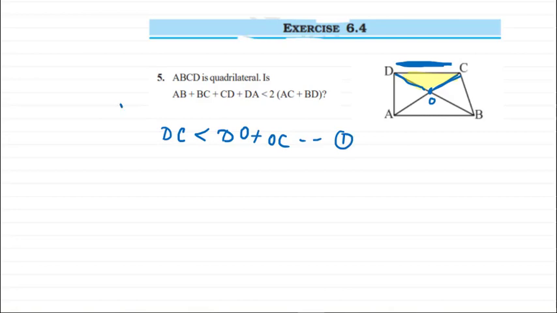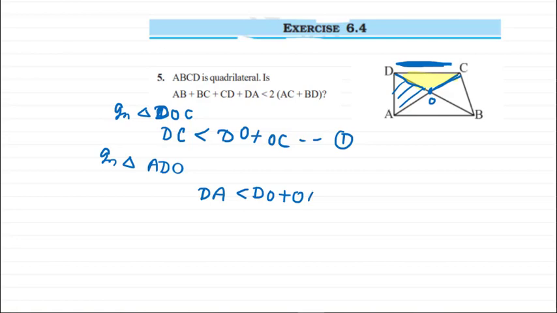And always remember to write the triangle in which you are taking. So here we are taking in triangle DOC, so in triangle DOC, DC will be less than DO plus OC. The same way, now you can take triangle ADO. So here again we can say that our side DA will be less than DO plus OA. So this will give us equation number 2.